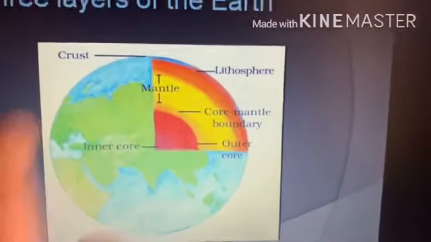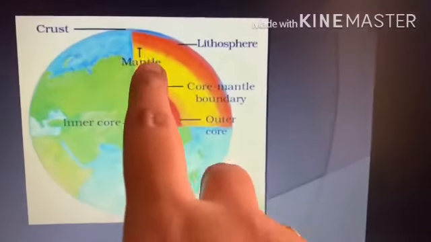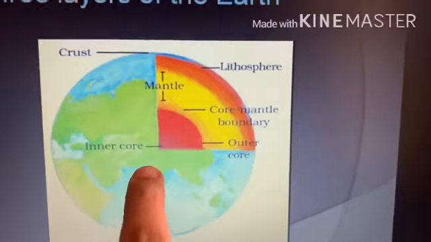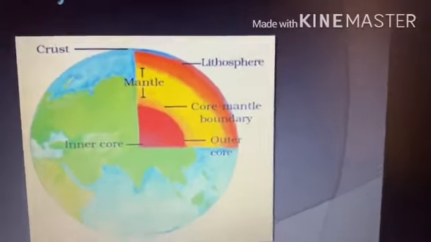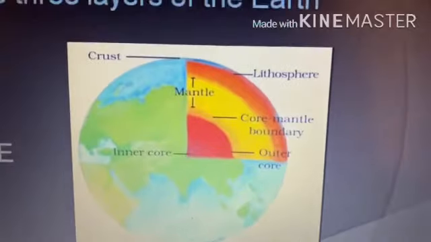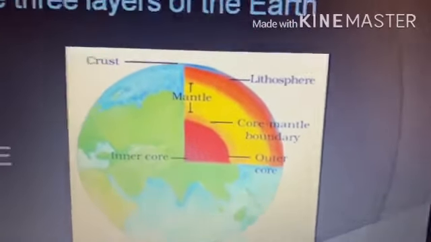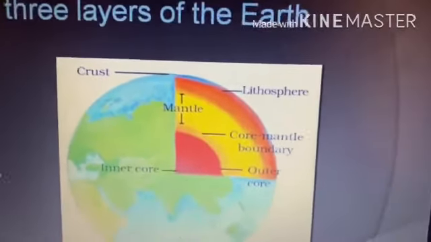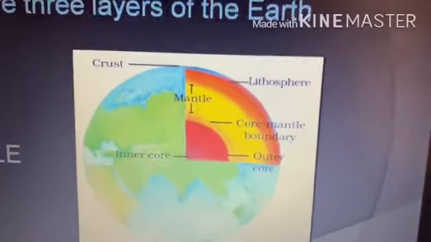The uppermost layer is crust, second is mantle and the last one is core, that is the inner layer, the innermost layer. Core is also divided into 2 layers, inner core and outer core. Okay.